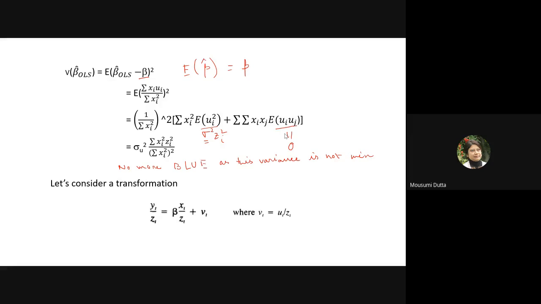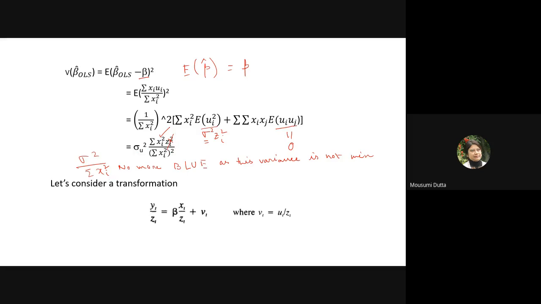What is in general the formula for variance of beta hat OLS? Sigma U squared divided by summation xi squared. This is the value. If this Zi is not there, one xi square will be cancelled with one summation xi square, and you will have sigma U square divided by summation xi square.